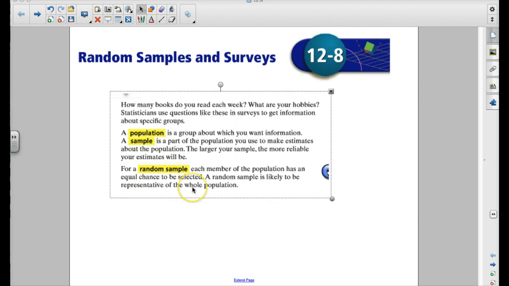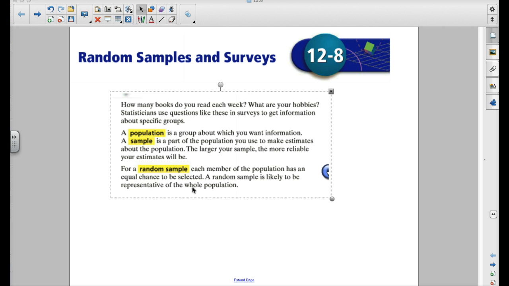Okay, we're going to talk about 12.8, which is random samples and surveys. How many books did you read this week? What are your hobbies? Statisticians use questions like these in surveys to get information about specific groups. A population is a group about which you want information. A sample is part of the population used to make estimates about the population.